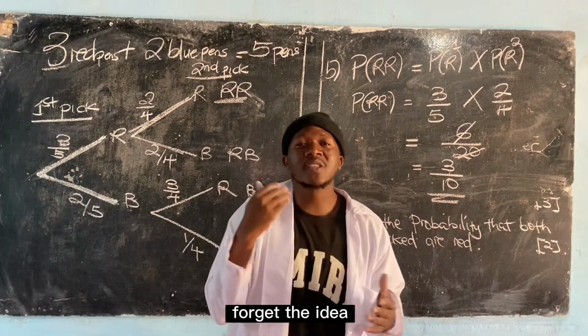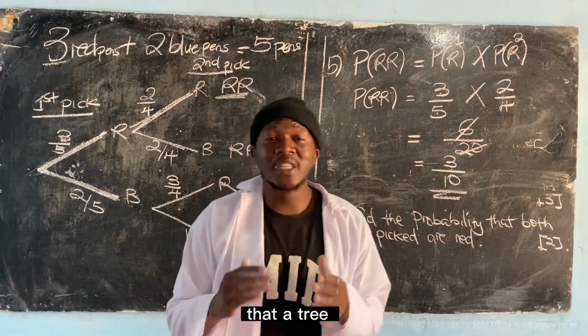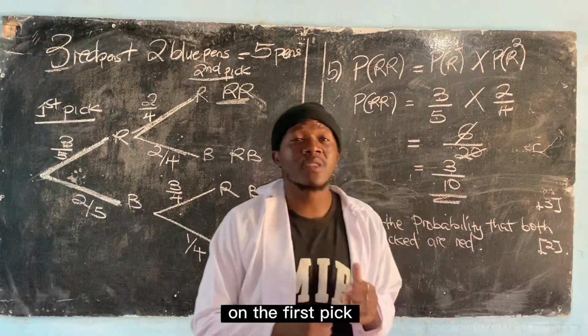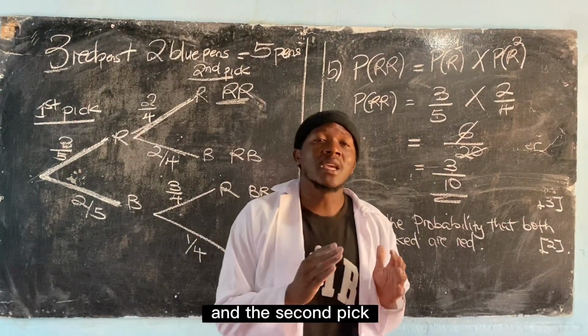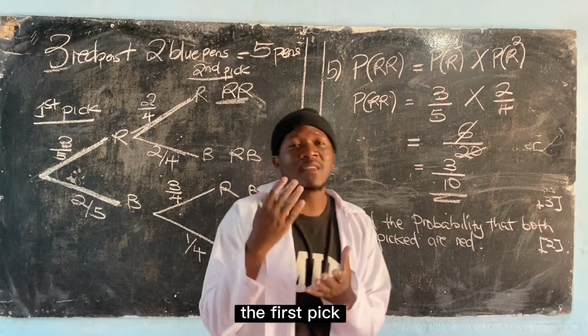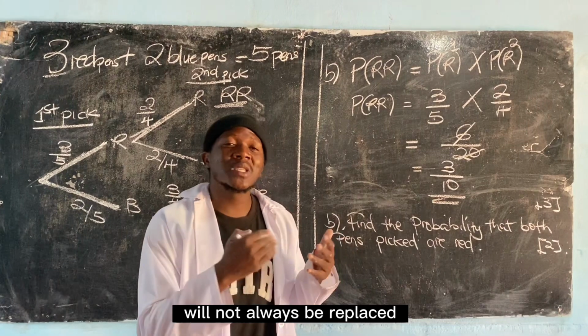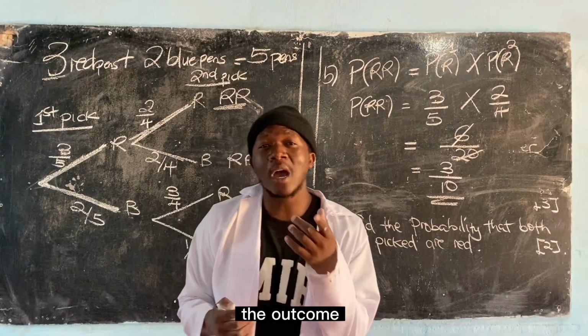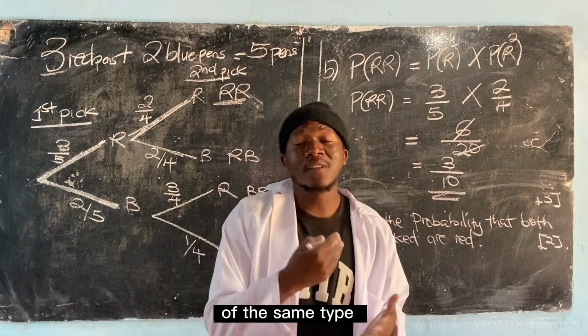Do not always forget the idea that a tree diagram would depend on the first pick and the second pick, but in the sense that the first pick will not always be replaced, hence it should affect the outcome or the color of the same type.